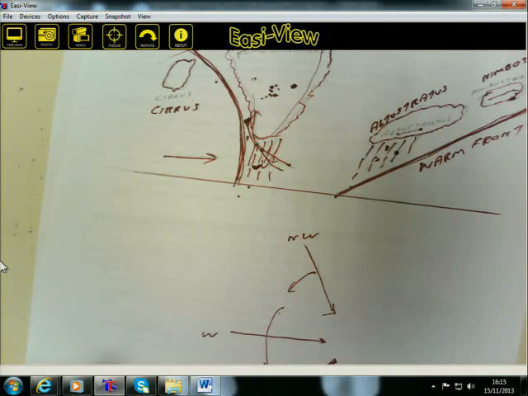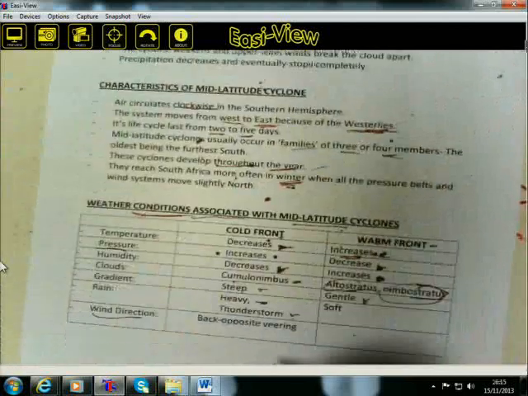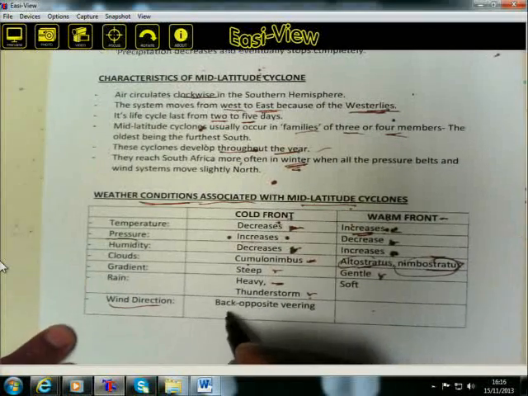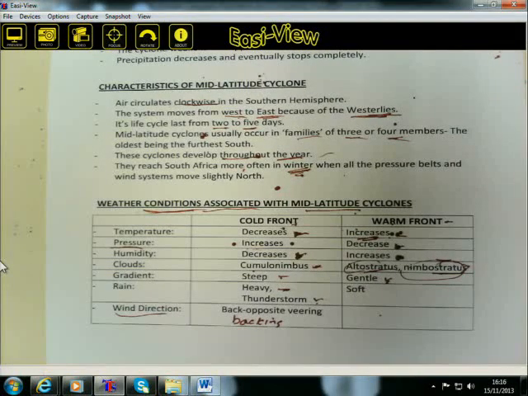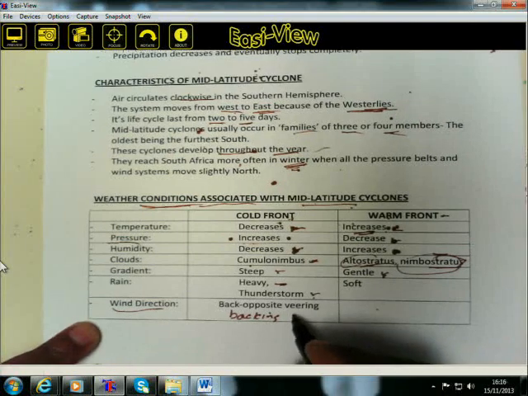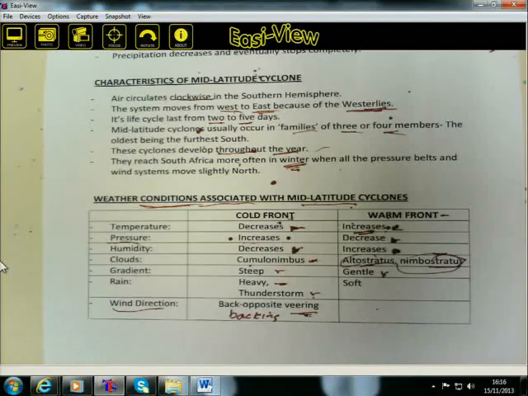anti-clockwise. This is called the backing of wind, meaning it is the change of direction of wind anti-clockwise. And then in the northern hemisphere, the change of direction will be called the veering. These are the weather conditions associated with the mid-latitude cyclone.